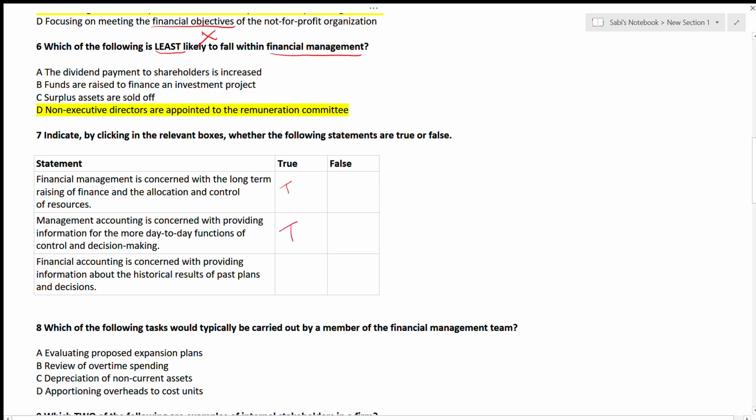What is the role of financial management, the management accountant, and the financial accountant? The difference between these three you should know. So, financial accounting is concerned with providing information about the historical results of past plans and decisions, right? Financial accounting, making balance sheets, income statement, all this. So, all the three statements are true in this case.